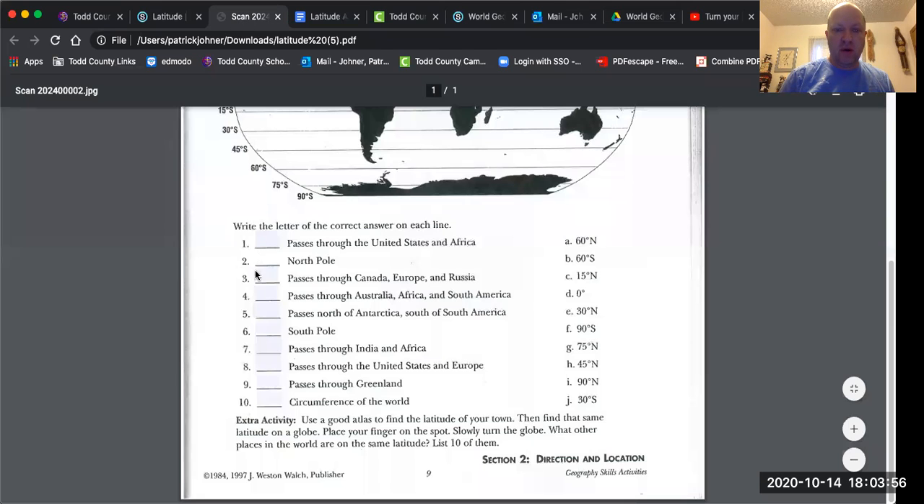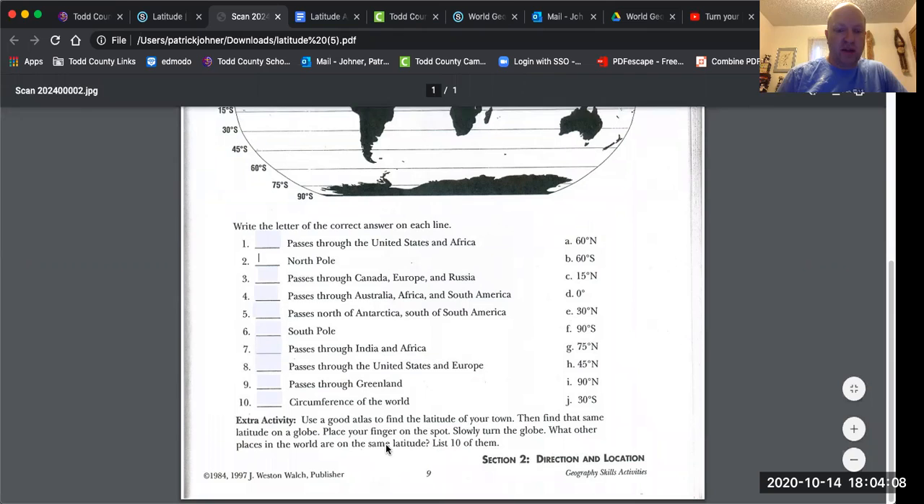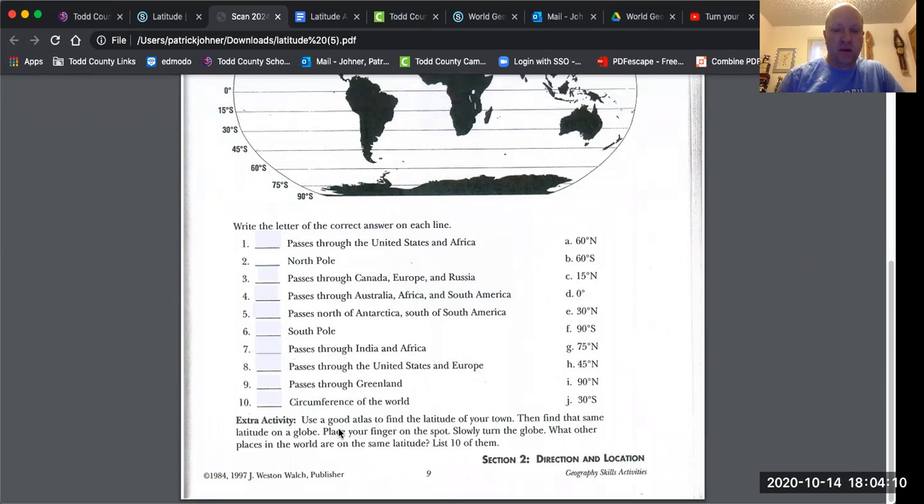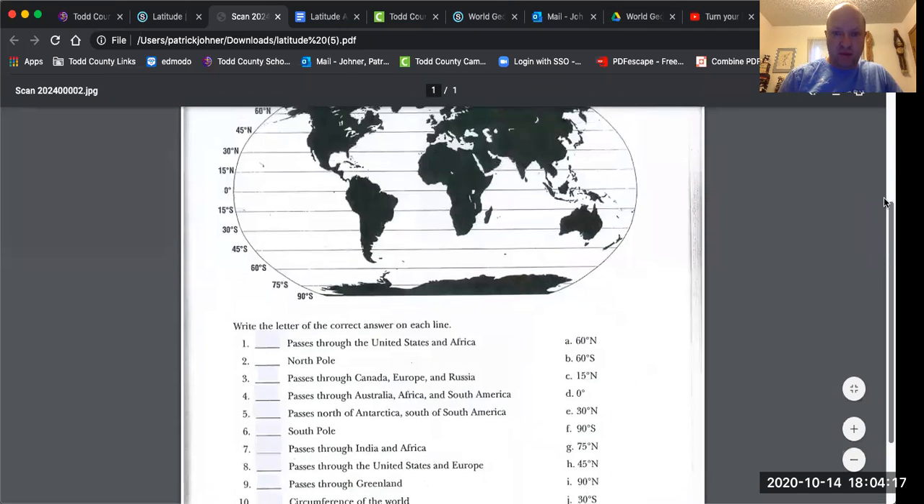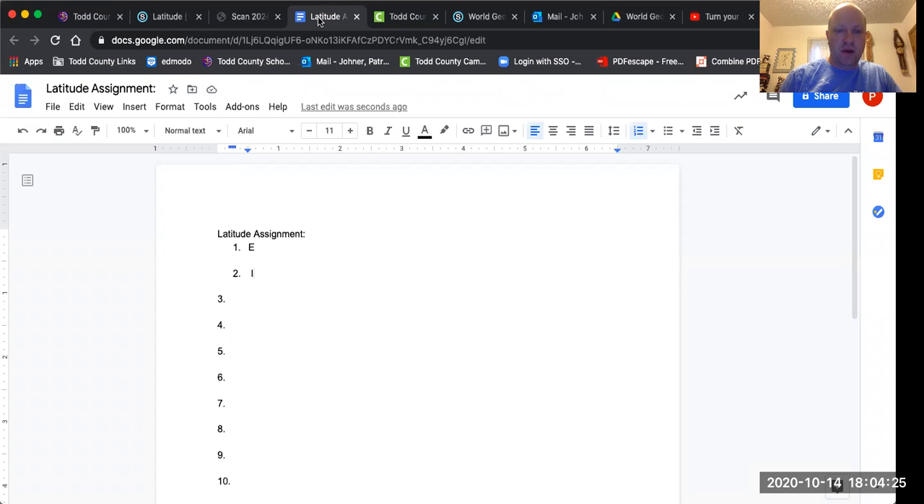So what you need to do now is go through questions 3 through 10 and answer them using the map here and the world map that I have attached to this as well. You do not have to do the extra activity. That just is down there. You don't have to worry about it. So go through and answer questions 3 through 10. Remember, read the statement, look at this map or the world map and figure out what line of latitude is passing through them and put your answer on the Google Doc. And then when you're done, of course, you're going to submit your Google Doc.